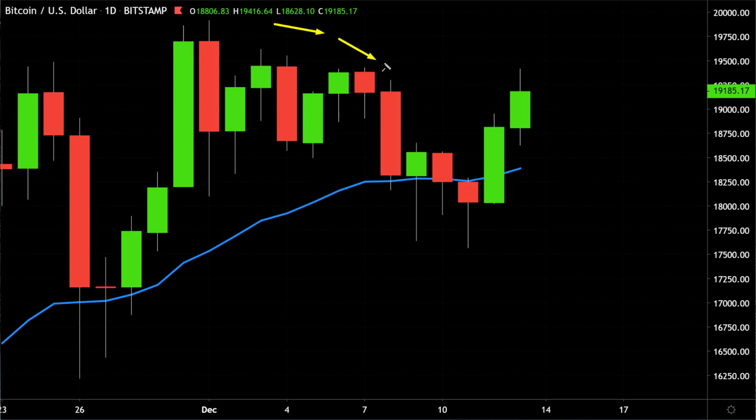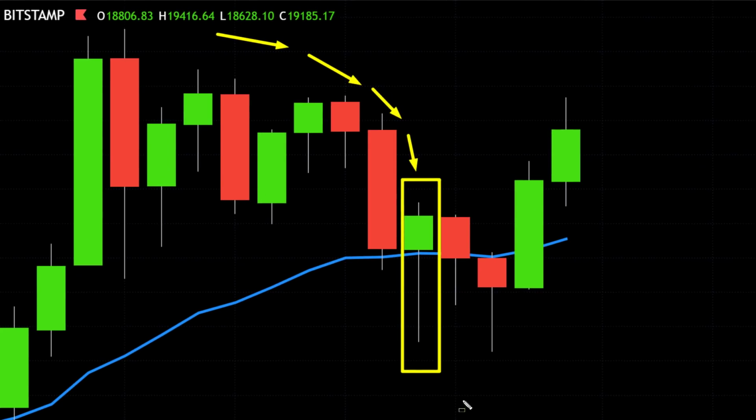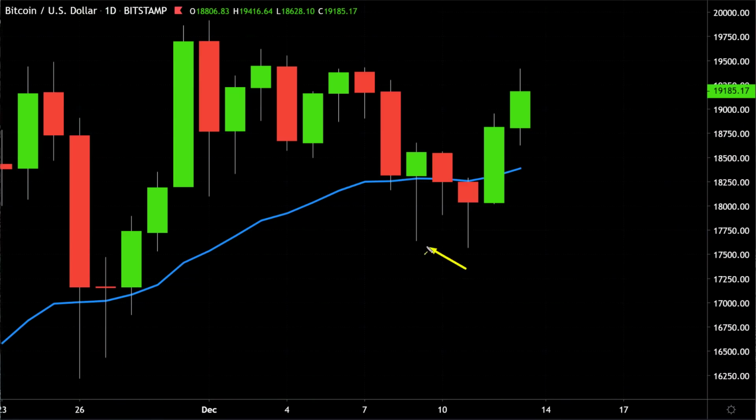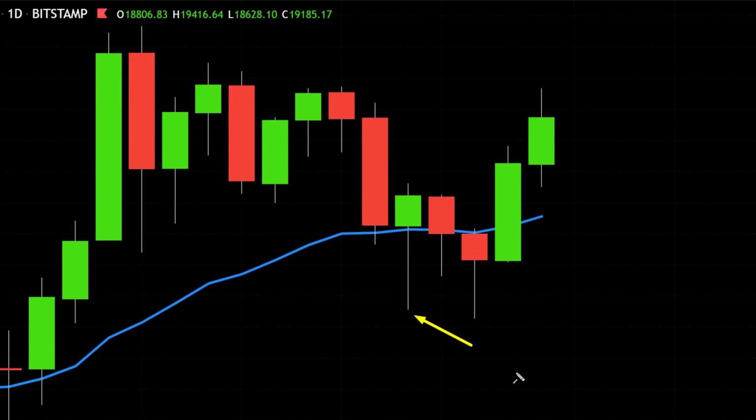Then we came down one more time. We tested the 21 average, the blue line. Notice we formed a kind of a hammer-shaped candlestick pattern right above the moving average there. And you can see what happened afterwards. We actually went back and retested the lows. By the way, since then, of course, we bounced a bit higher.